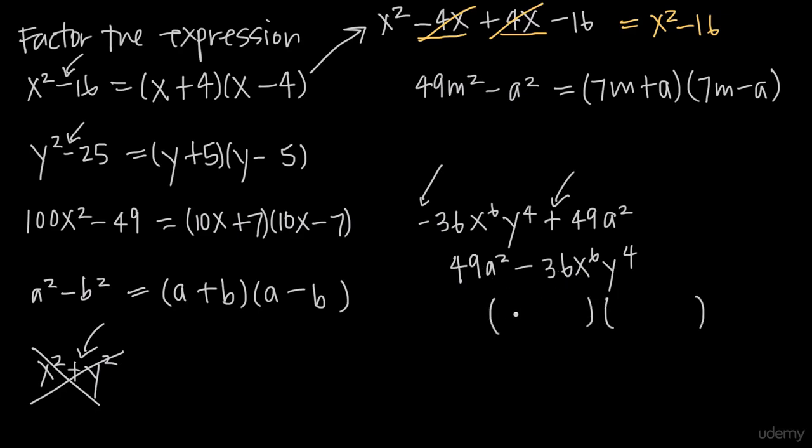So the square root of 49 is 7. The square root of a squared is a. The square root of 36 is 6. The square root of x to the 6th is x cubed, so x cubed, and the square root of y to the fourth is y squared. So we have y squared here and y squared here, and then we just add one and subtract the other. And that's how you factor the difference of two squares.